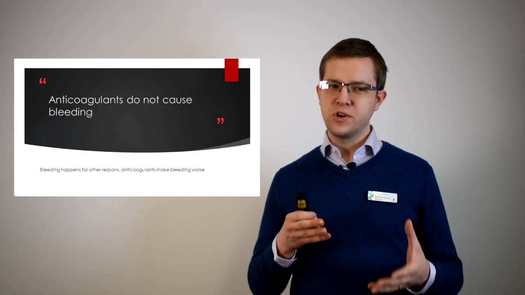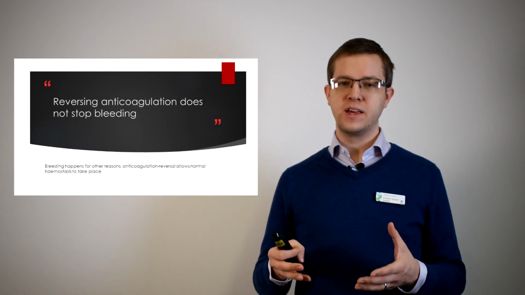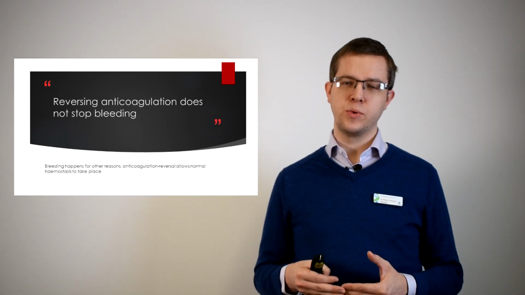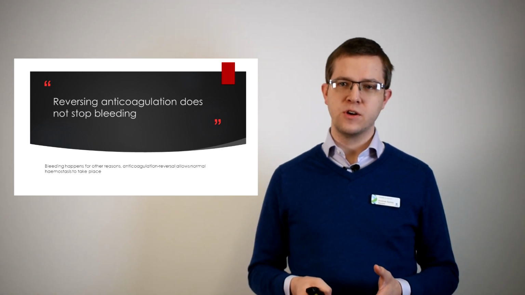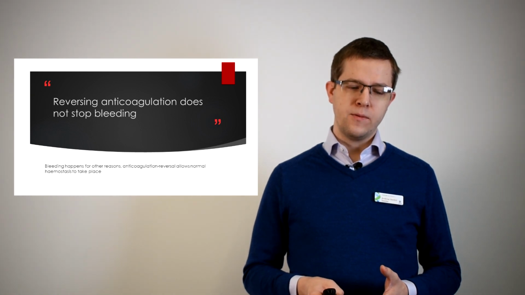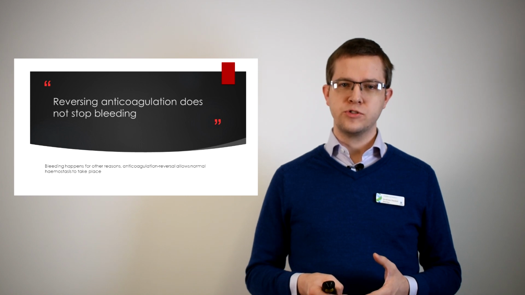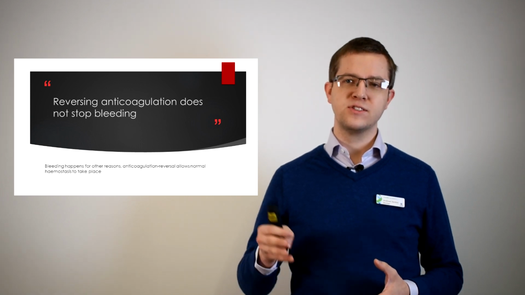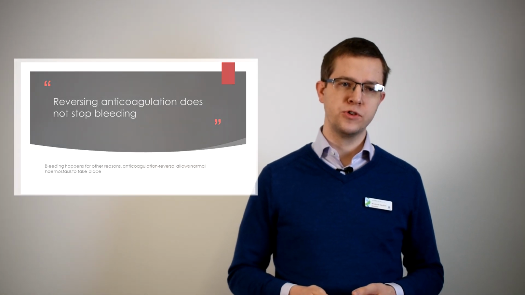And in a similar vein, reversing an anticoagulant doesn't actually stop the bleeding. Again, the bleeding is happening for another reason. It might have been clinically insignificant, and because they're on an anticoagulant, it becomes clinically significant. Reversing the anticoagulant is a really important step in their management and will definitely reduce their transfusion requirements, but they still need to have the actual issue addressed. So reverse the anticoagulant at the same time that you're investigating and ideally managing the source of their bleeding. So important to do that.